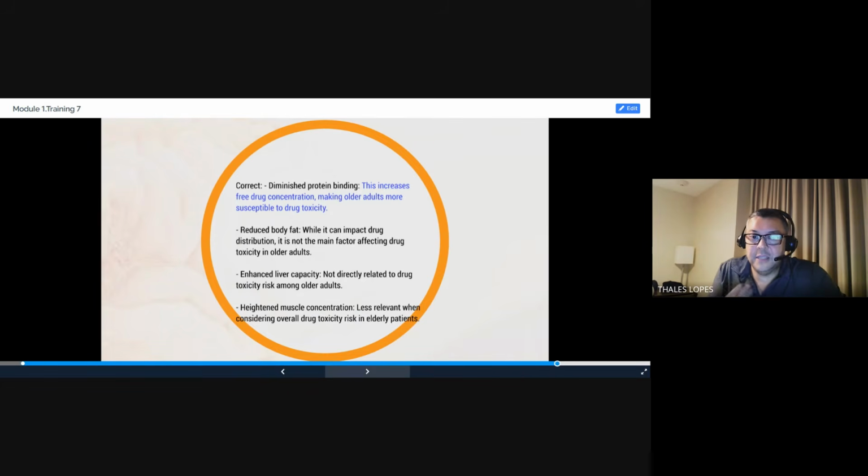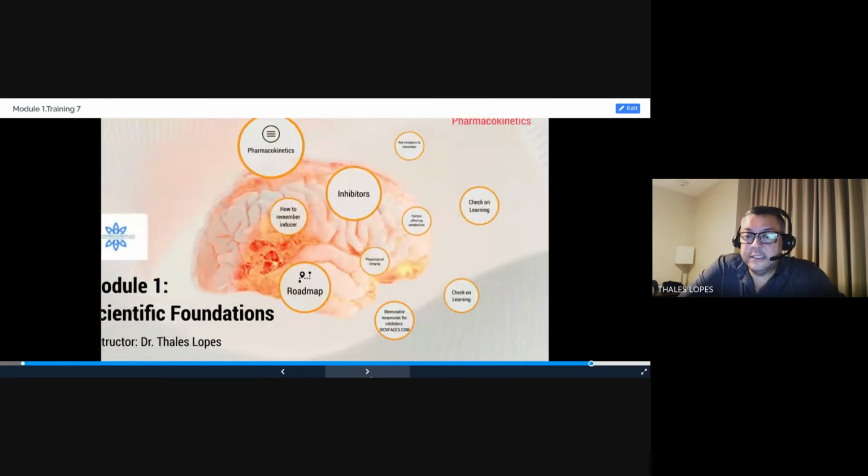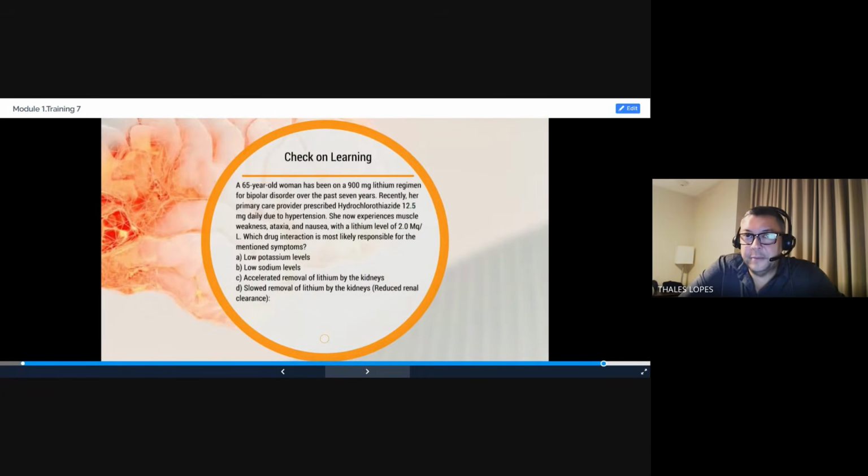So yes, older adults have a decrease in protein binding, which means an increase in drug concentration, making older adults more susceptible to drug toxicity. This is a clear example of what we just learned and how we can apply it, even though the question was a bit confusing.